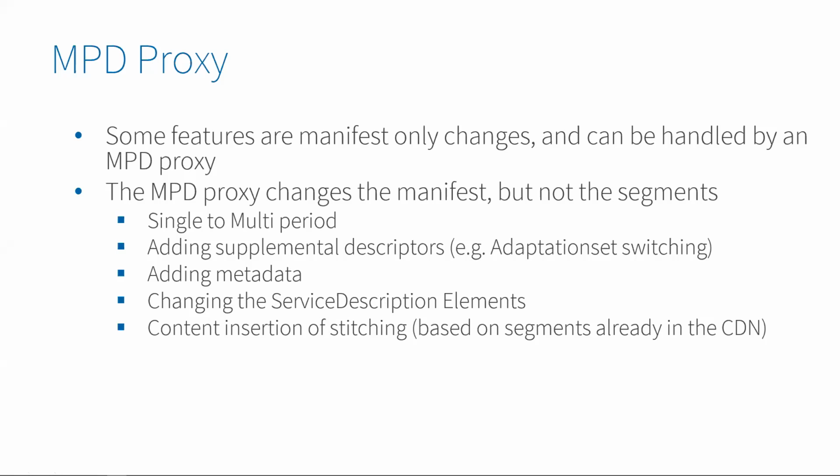So one example could be geo-specific changes, where at the edge you want to remove some adaptation sets and so on for some countries. But again, there are many use cases where you only want to change the manifest, but not the segment content.